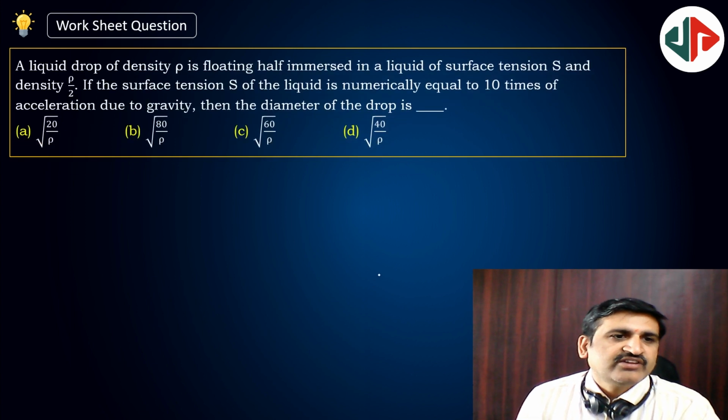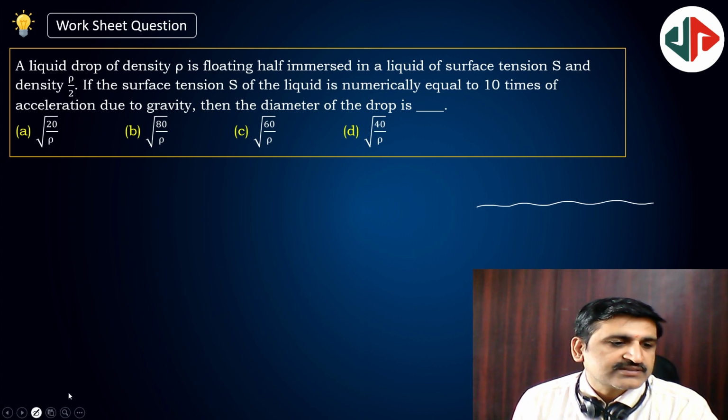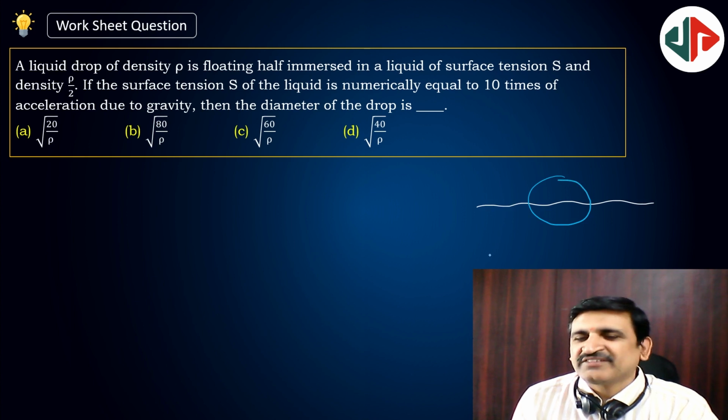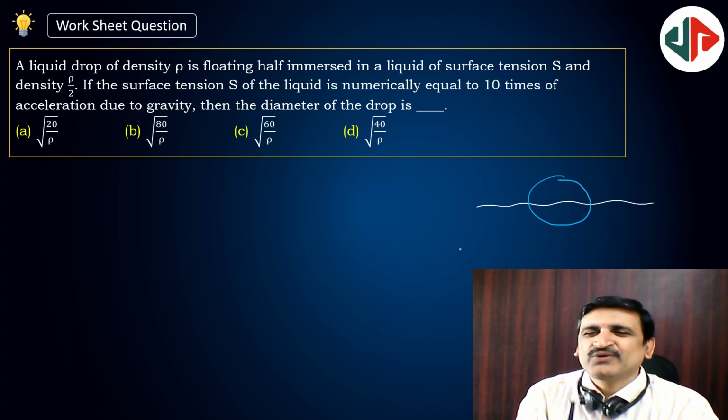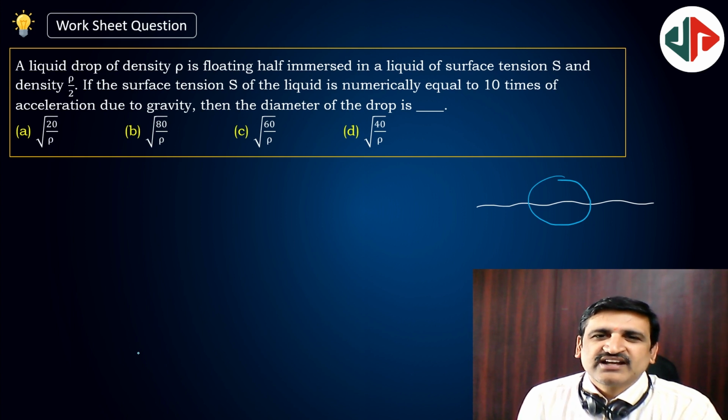Next, a liquid drop of density rho is floating half immersed. Liquid drop half immersed. Surface tension is S and the density of the liquid is rho by 2.